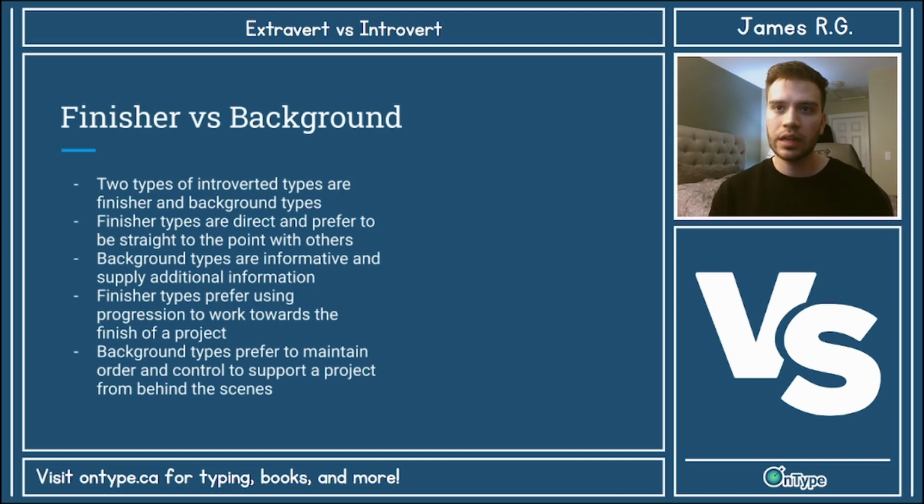And then we have the two different types of introverted types. We have finisher versus background types. So these two different types are what make up the different subsections within the 16 types. We have finisher types who are direct. They prefer to be straight to the point with others. They get to the point.